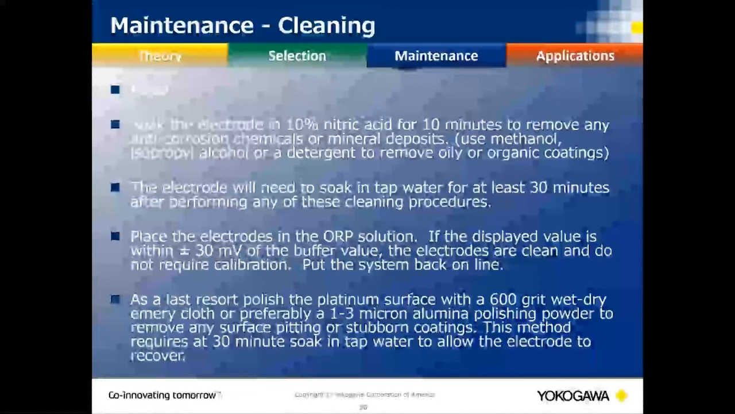With pH, we say if it's within 0.03 pH, you really don't have to calibrate it again. The same thing with ORP. This is where some of the discrepancies come in: it's honestly only accurate within a plus or minus 30 millivolt range. So if you're within plus or minus 30 millivolts, you really can just put it back on. You don't have to calibrate unless your SOP says you have to calibrate, then you have to calibrate.